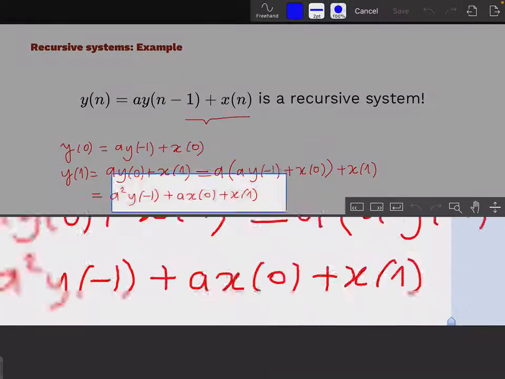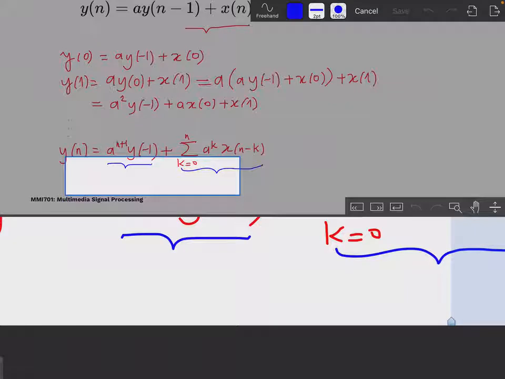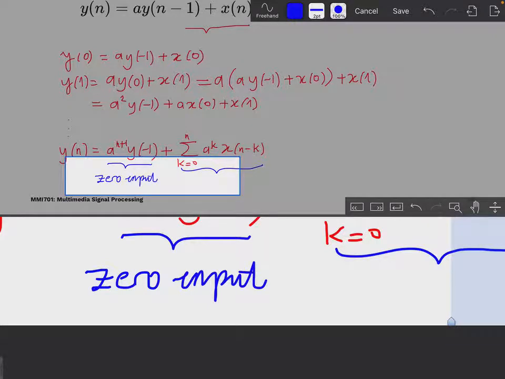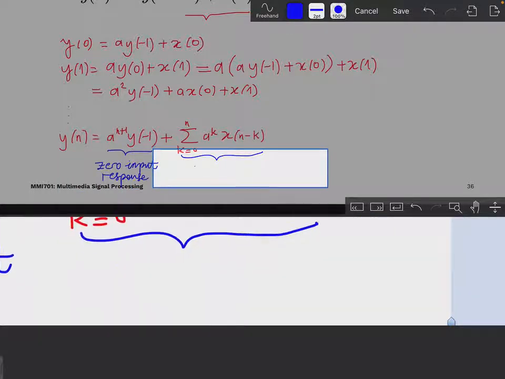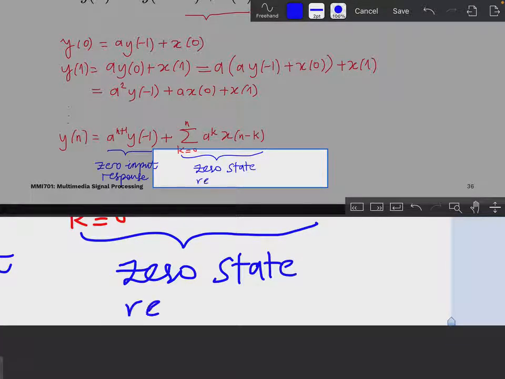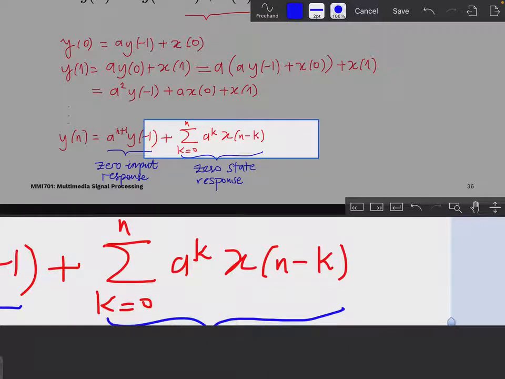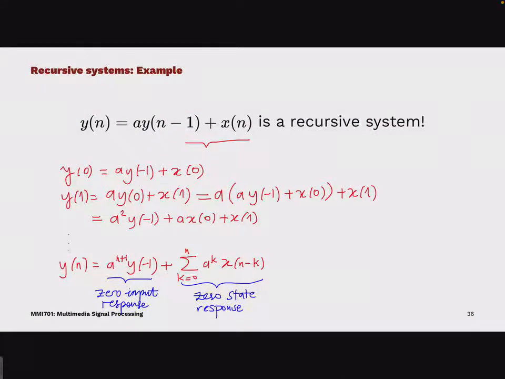So this part then is the zero input response, and the second part is the zero state response. So why is it called a zero state response? The response depends only on the values of the system's input, and whenever the state of the filter at n equals -1 is 0, we're going to have this response.